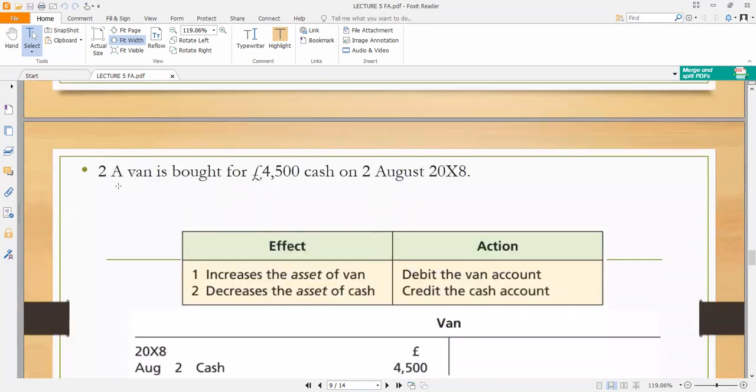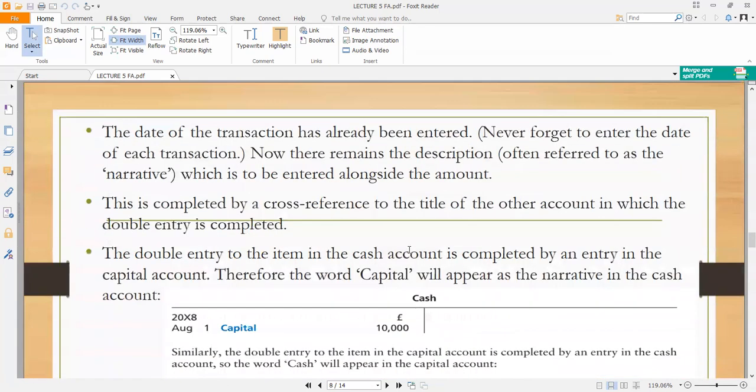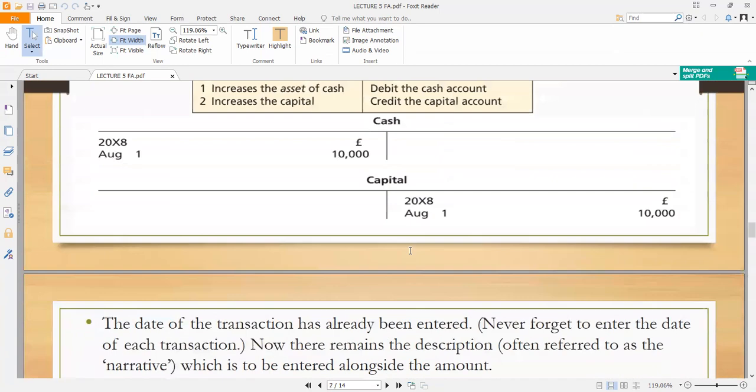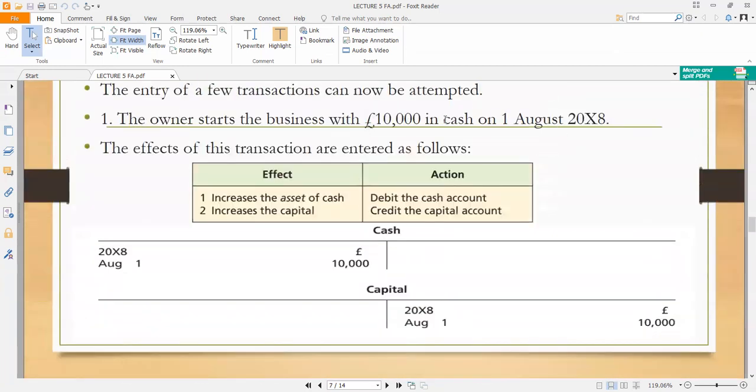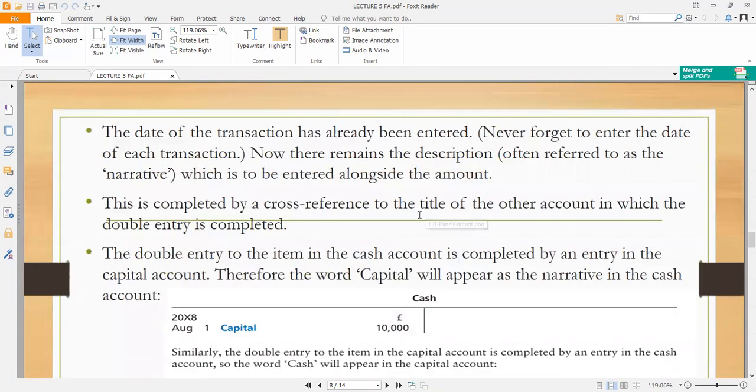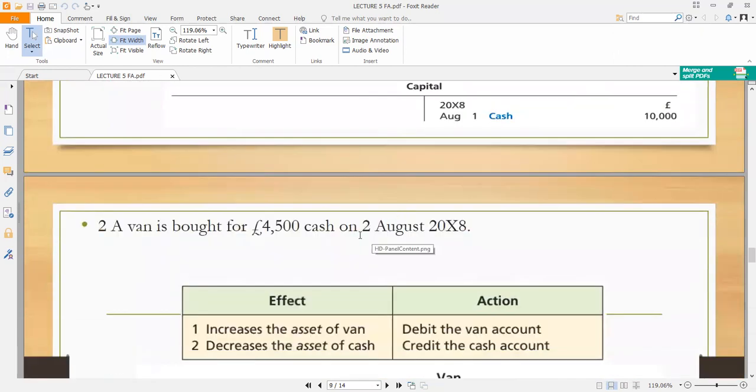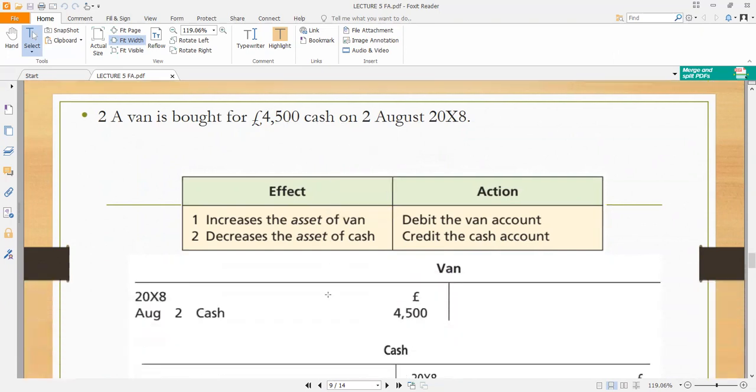Now the second task, the second assignment is, you see how the dates are moving? So I'm sure you're able to see how the dates are moving. This was on the 1st August. Then we come back here on the 2nd August. The business buys its first vehicle, which is the van, for cash of 4,500 pounds.